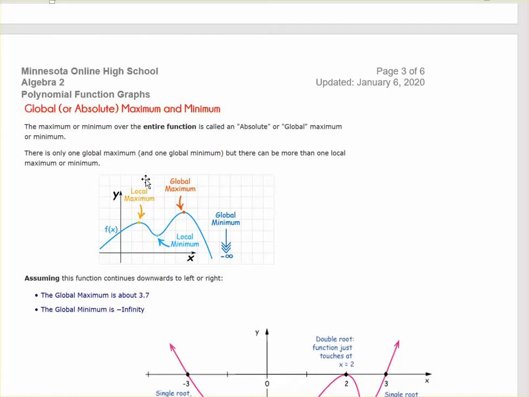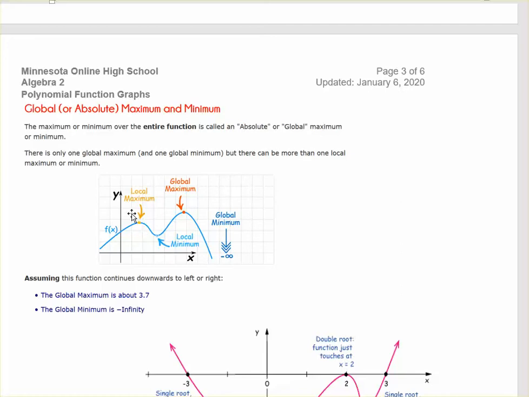Here's some other information, maximum and minimums. You can have absolute max and min, also called global. That is the biggest it'll ever be in your graph. Or you can have a global minimum, which sometimes it does and sometimes it doesn't. Like in this example, there's never a minimum because both sides would get smaller and smaller and smaller.